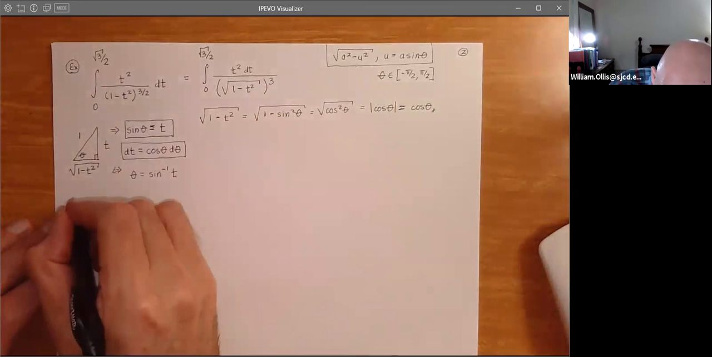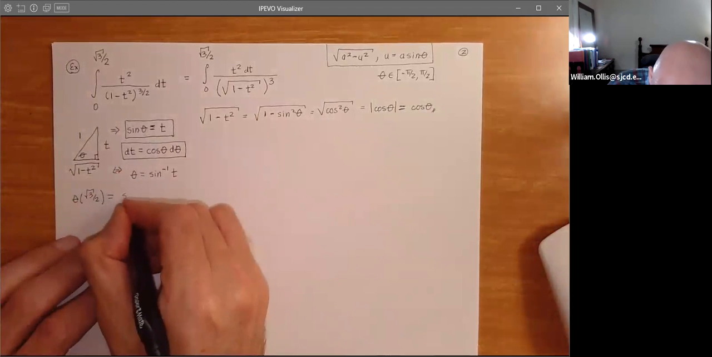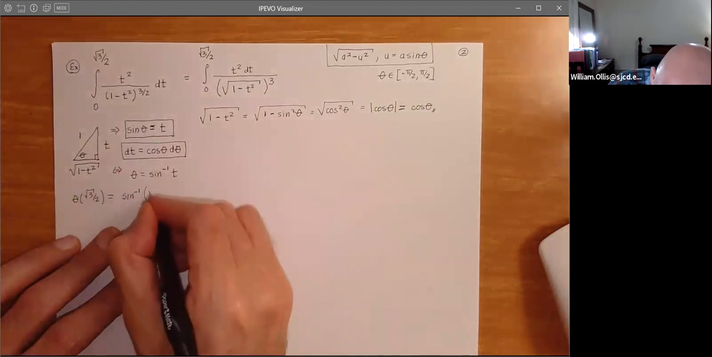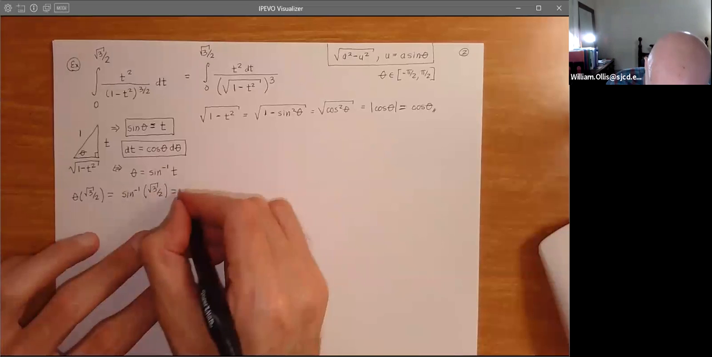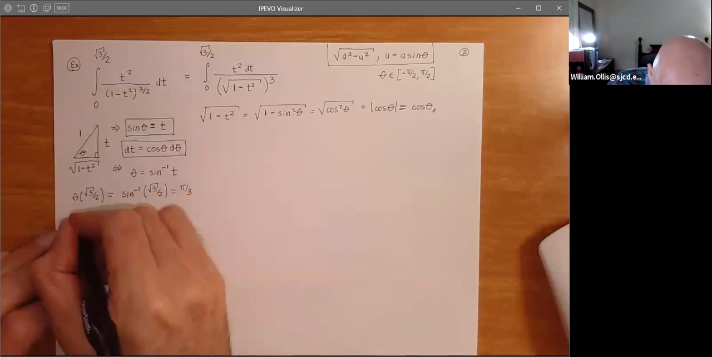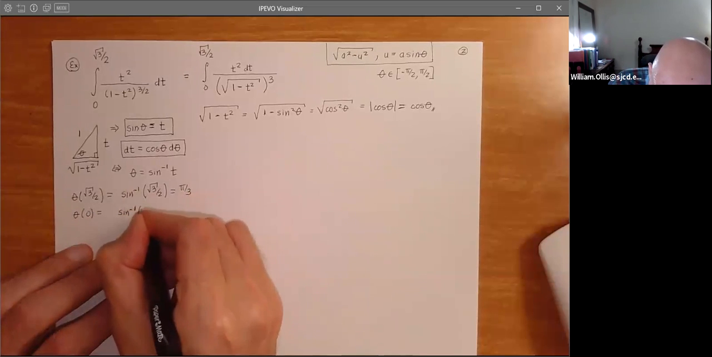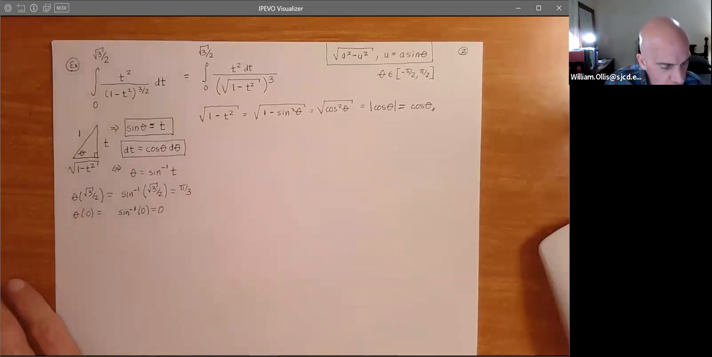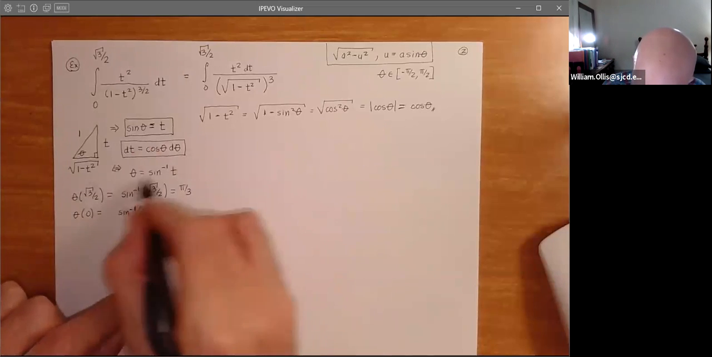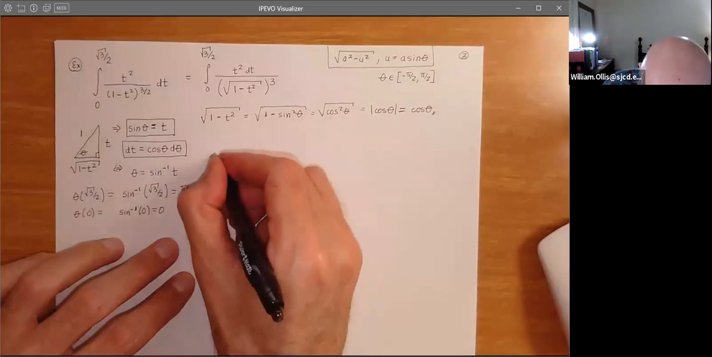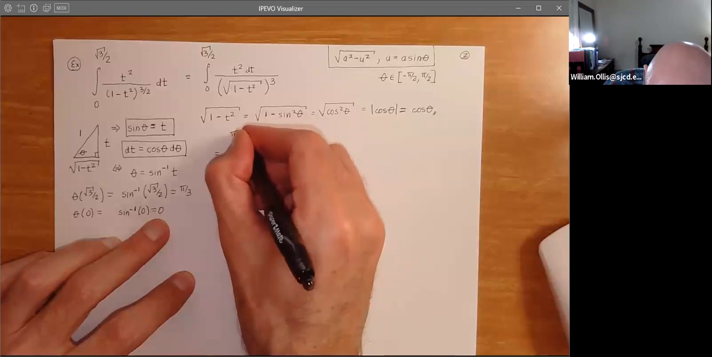So let's do theta of square root 3 over 2. That will be inverse sine of square root 3 over 2. And when we think about the unit circle, that's pi over 3. And then we can do theta of 0, which is inverse sine of 0, which is 0. So when you look at these and think about the unit circle, now we've got our new limits, so we can do a complete transformation. So this equals the integral from 0 to pi over 3.